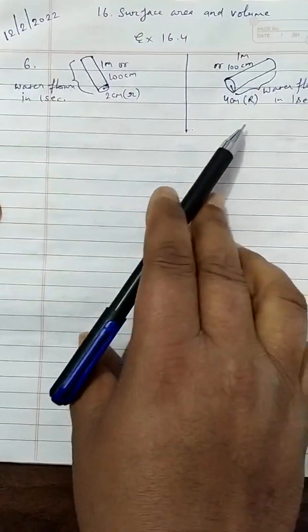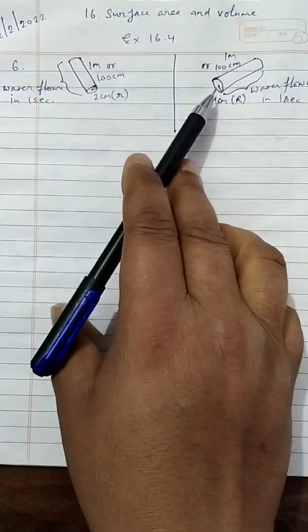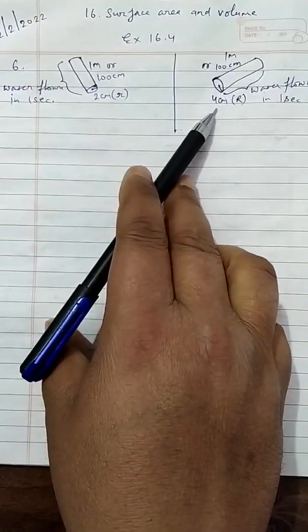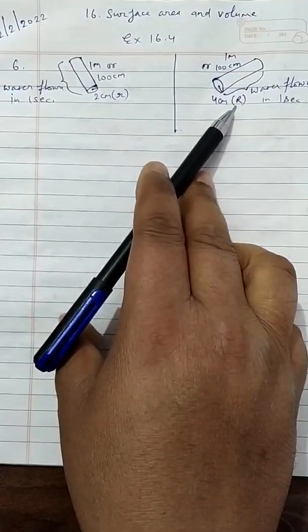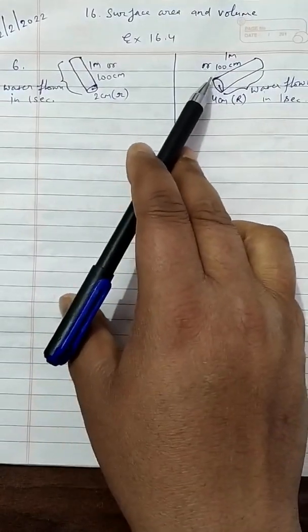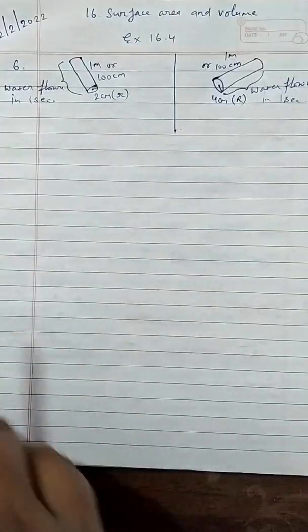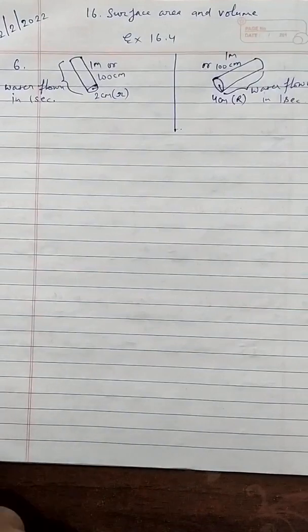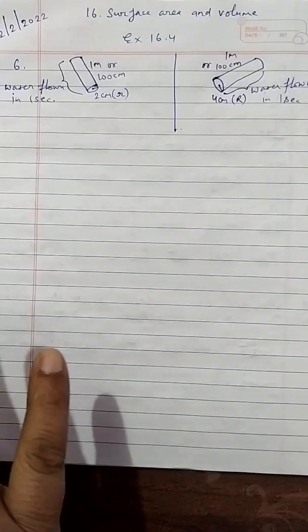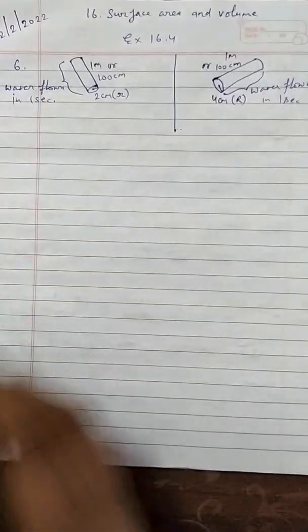Similarly, the other cylinder has the radius 4 cm. We will consider it capital R and its height is same as this one. So this pipe contains the volume of water that flows in 1 second, and we have to find the ratio between the volumes of these two pipes.